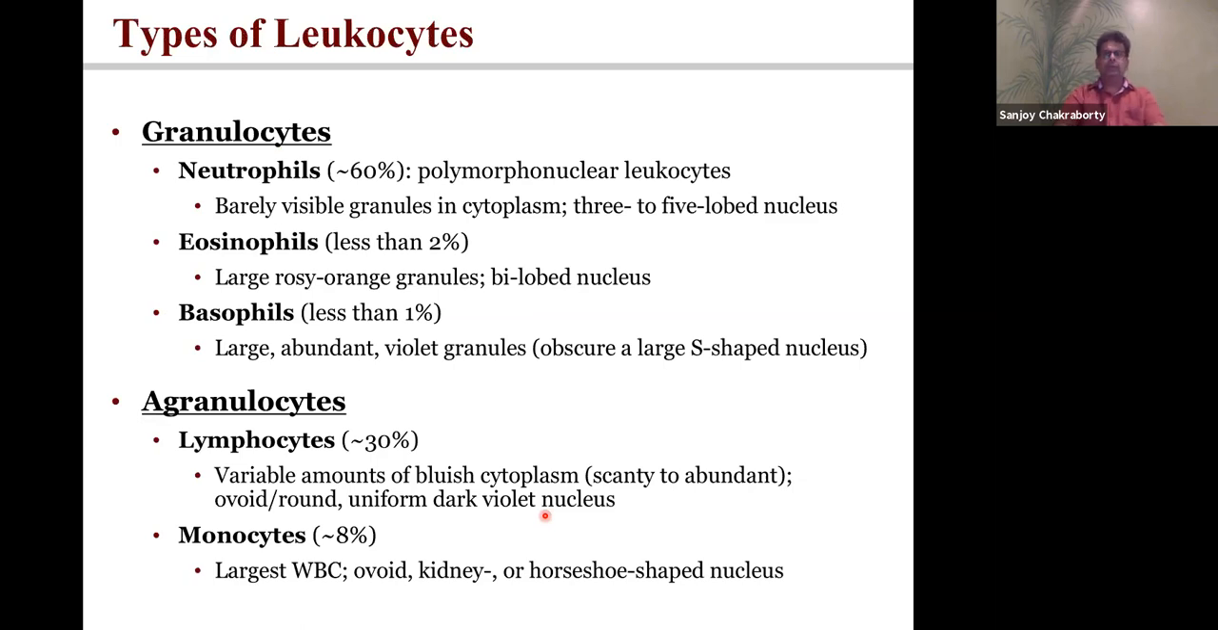We can actually make them into 2 groups. One group we call granulocyte, the other group called agranulocyte. Follow this name. Granulocyte means their cytoplasm has many granules.